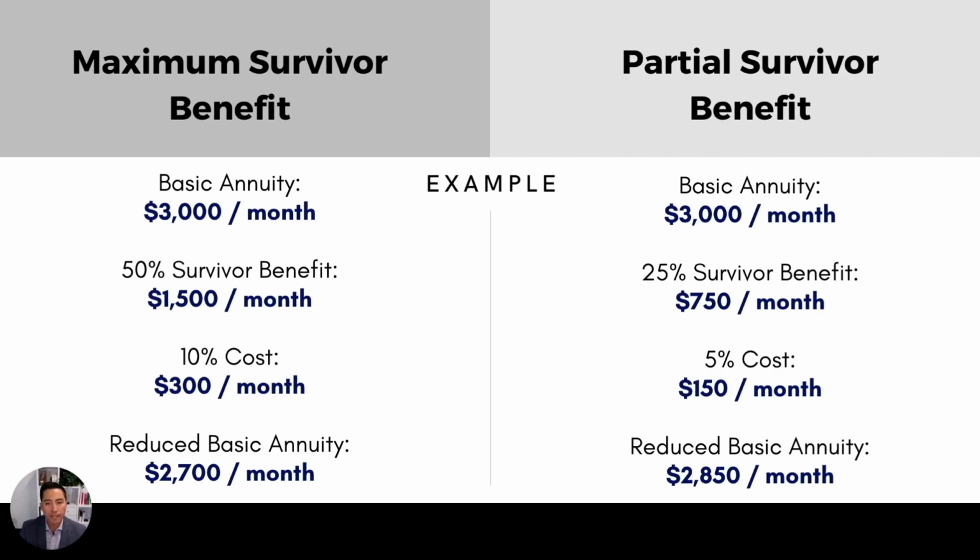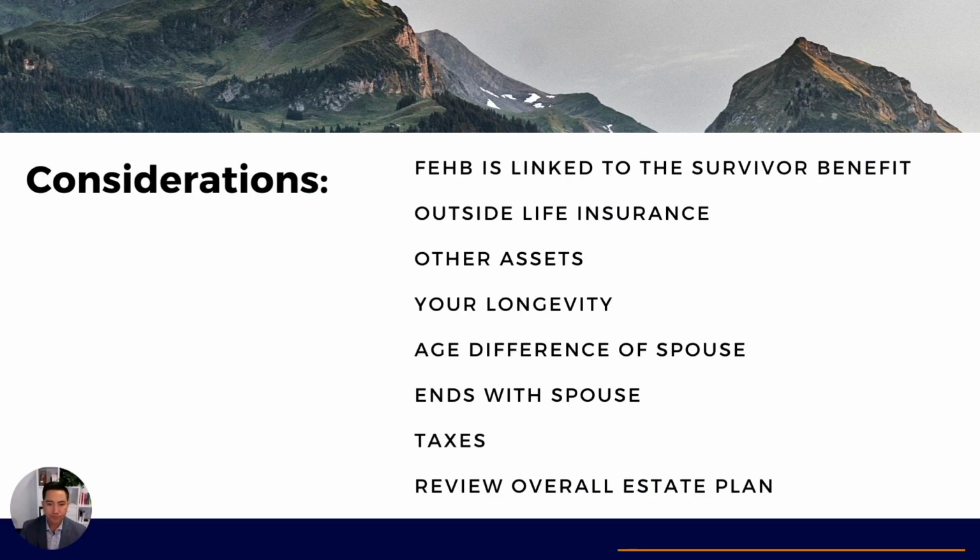or 50%, right? So the partial survivor benefit, using that same basic annuity of $3,000 a month, now that individual would receive a reduced basic annuity of $2,850. And so that cost there, as you can see, is 5%, or $150 a month. And then this way their spouse is going to receive $750 a month if they pass away before their spouse. Okay, so there's a lot of considerations here, right?